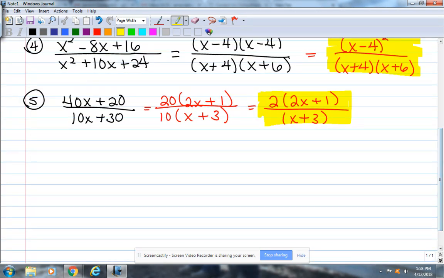You guys ready to try one on your own real quick? Try it on your own. If you get stuck, it's okay. I'll help you in a second. But try it. The top is a trinomial. The bottom, you can do a GCF, and see if anything cancels out.